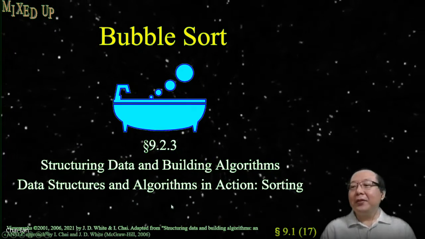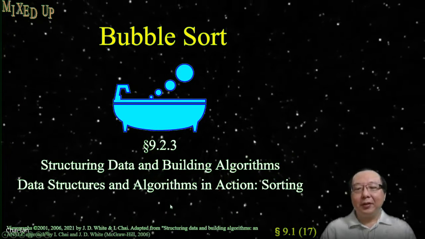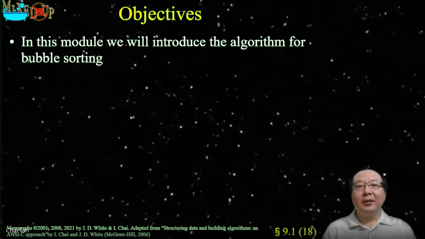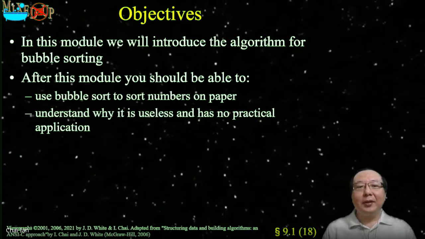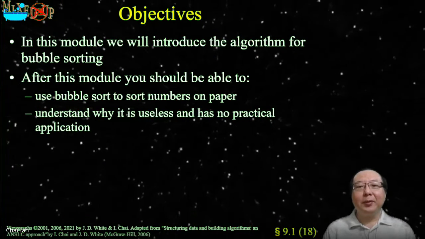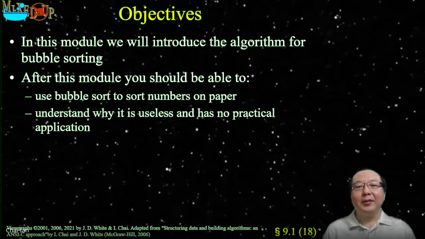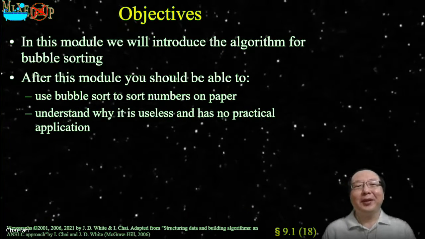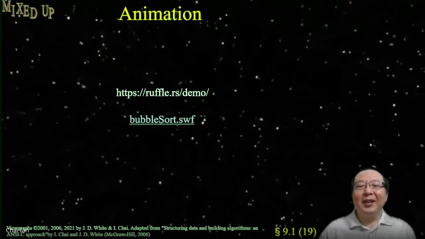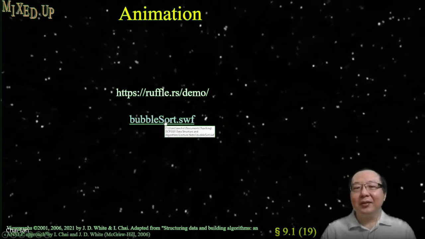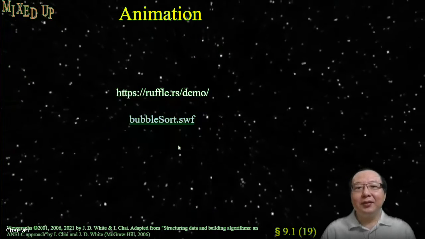Okay, the first sort we're going to look at is bubble sort. We will introduce what bubble sort is. After that, you can use bubble sort to sort numbers on paper and understand why actually it's not a practical sort. Okay, let's look at this animation first.